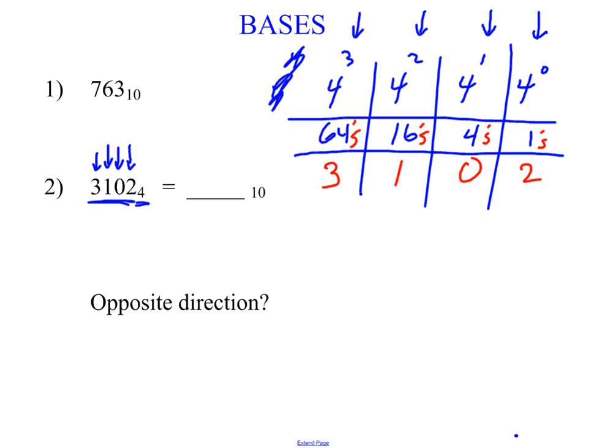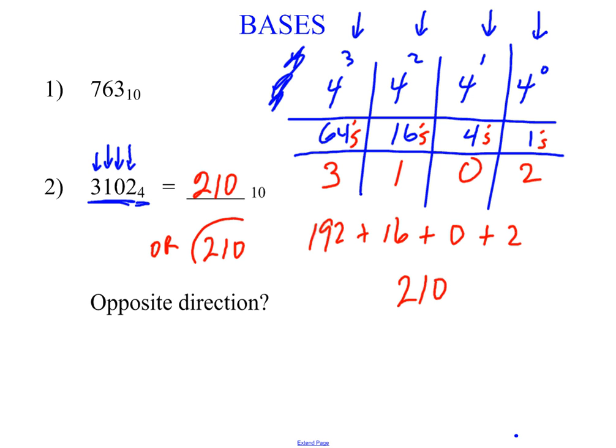Well, you simply multiply those together. 3 sets of 64s is 3 times 64, so 192. Plus 1 set of 16, plus 0 sets of 4s, plus 2 sets of 1, 2 times 1. And just add those together and we get 210. So this is 210 base 10, or just 210, because base 10 is 210. So there we go.